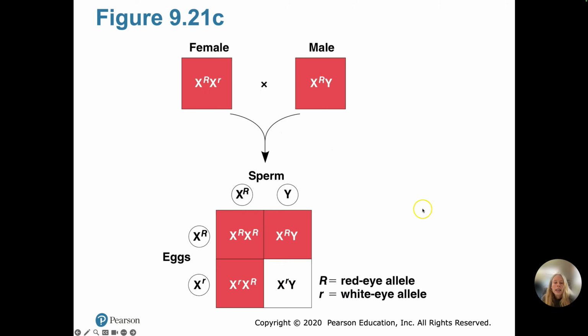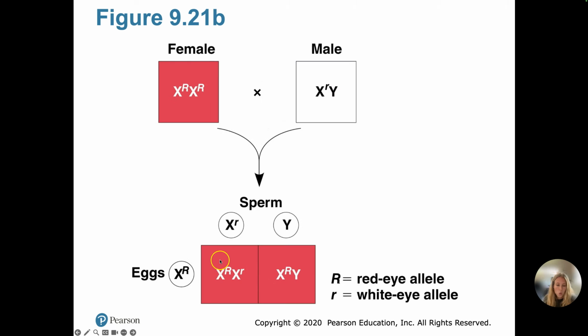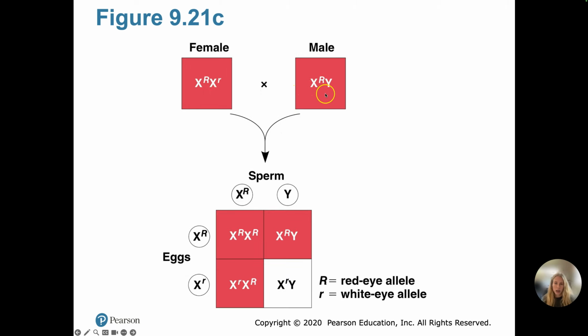In our next cross, we're going to cross one of these heterozygote females with a wild type red-eyed male. So this male is wild type. He has the X capital R X chromosome, so he has red eyes. And then this female also has red eyes, but one of her X chromosomes is the capital R and one is the lowercase r. So she carries the white eye allele.